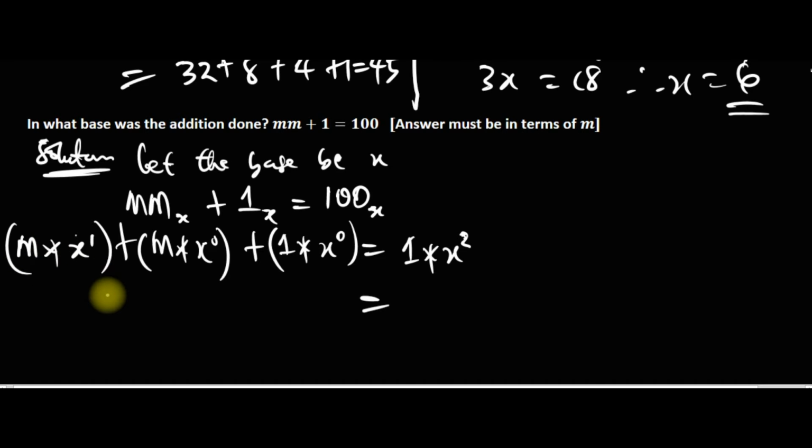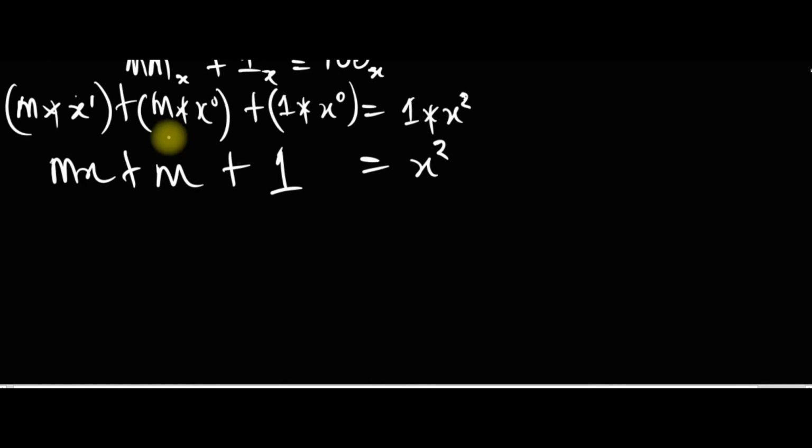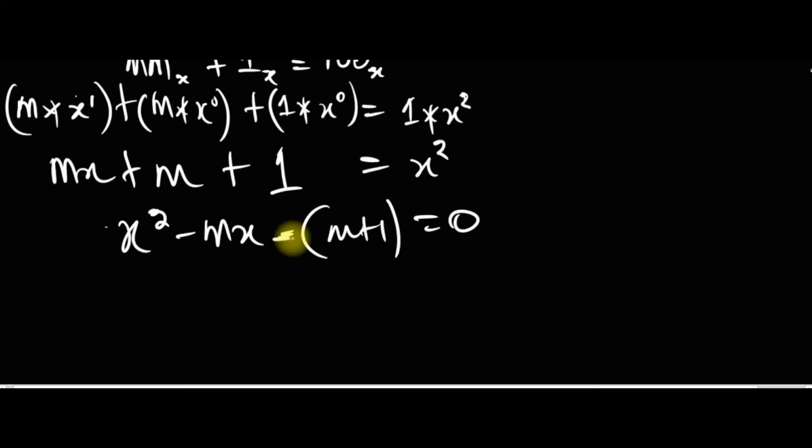So we have mx, plus m, plus 1. This is x squared. As you can see, this is turning into a quadratic equation. So we have x squared, moving everything to the other side: x squared minus mx minus m plus 1 equal to 0. I moved everything to the other side, so 0 is left on the left hand side. So this is a quadratic equation.